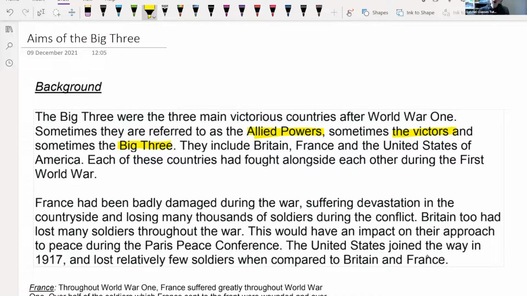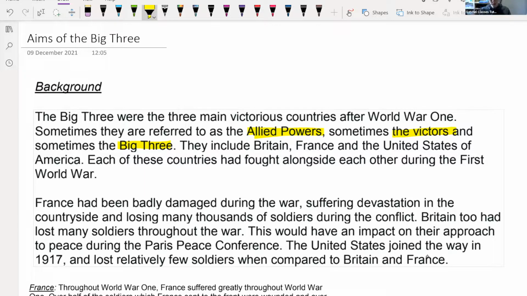So we've got to see what each of them wanted and why, and then what they actually got, because it wasn't like they all wanted the same thing and it was really easy and they just went in. It wasn't just them, there were 30 different countries at the Paris Peace Conference, but it was these three who would in the end decide what was going to happen, and they had different wants, different needs, and there were different reasons why.